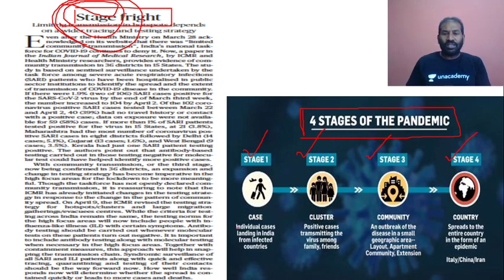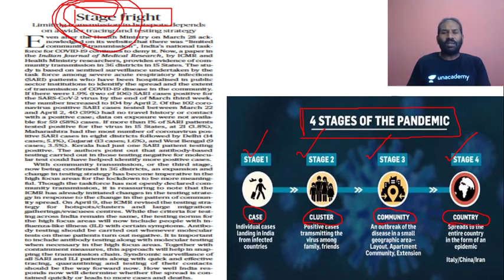So stage 1 is the case, individual cases. In stage 2, clusters take place, that is a group. Then stage 3 is where from the cluster it spreads to the community, and stage 4 is where from the community it spreads to the country. So this is what you need to understand.